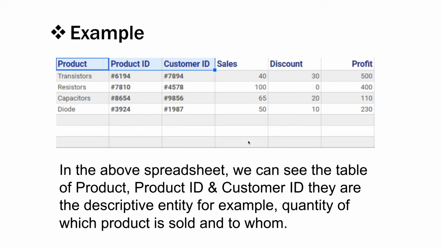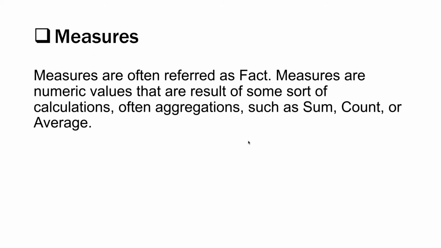Now let's talk about the measures. Well, measures are numeric that are result of some sort of calculation, often aggregations, such as sum, count or average. For example, margin, sales, quantity, profit, etc. In the next slide, we can see the example of measures.